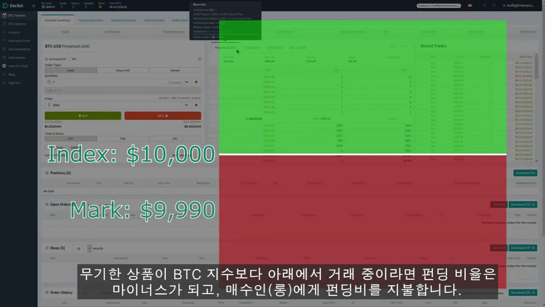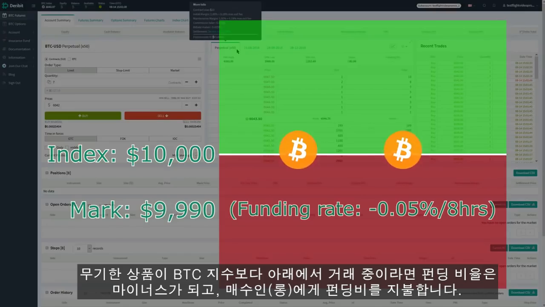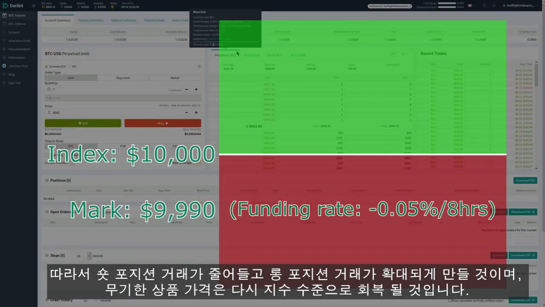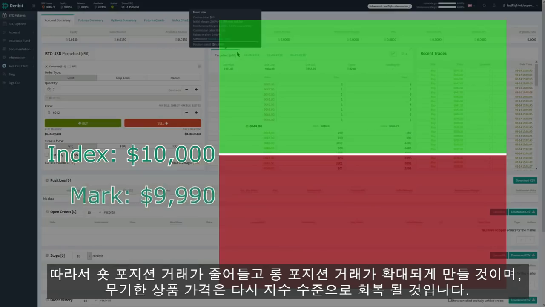If the perpetual is trading below the Bitcoin index, the funding rate is negative and open sell or short positions pay the funding amounts to open buy or long positions. This will make a short position less interesting and a long position more interesting, and this should move the price of the perpetual back to the index.